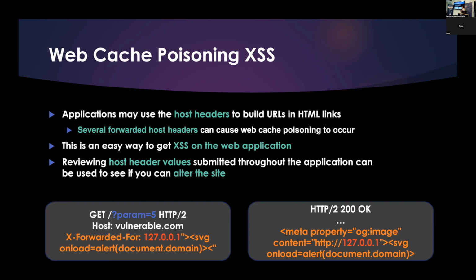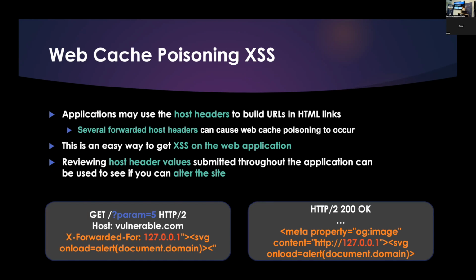Web cache poisoning cross-site scripting. This is one of the most common ways to perform web cache poisoning, and it's done like this. Applications may take host headers or forwarded headers and actually use them to build HTML links in the response. So by using a cache buster, which is just a GET parameter that doesn't exist, param equals 5, we can avoid hitting the cache since this response will not be cached already.